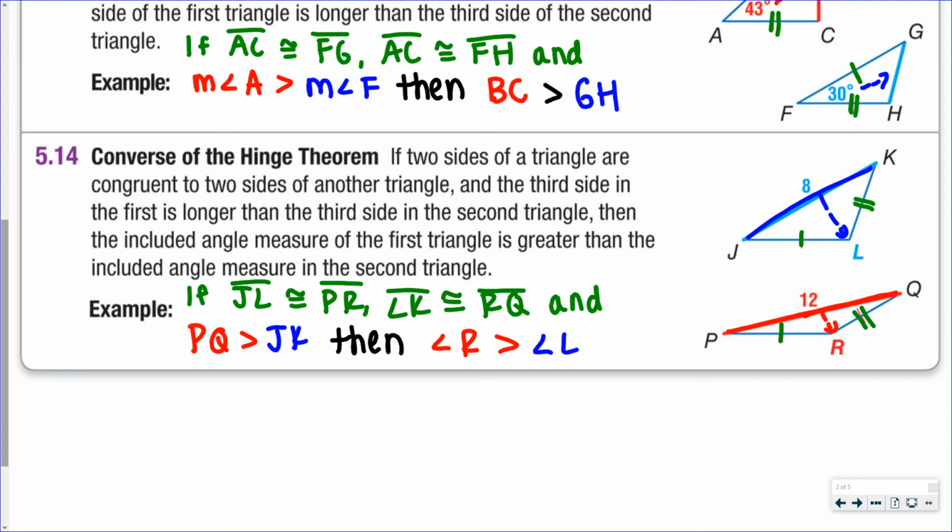We're going to do 4 example problems. You can picture this as just using your hand, right? If you're talking about hinging between your thumb and your fingers, and you picture connecting your fingers as a third side, the bigger I open up this angle right here, the longer that third side is going to be. That's all it is.